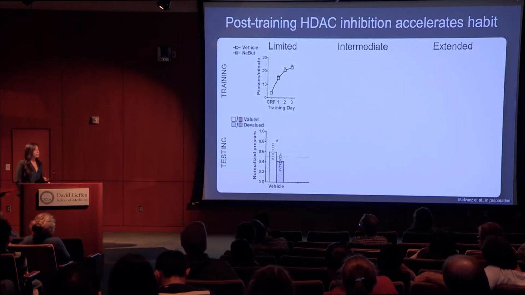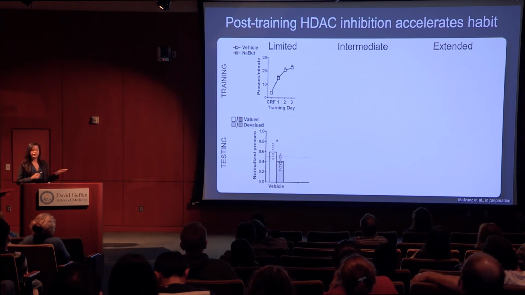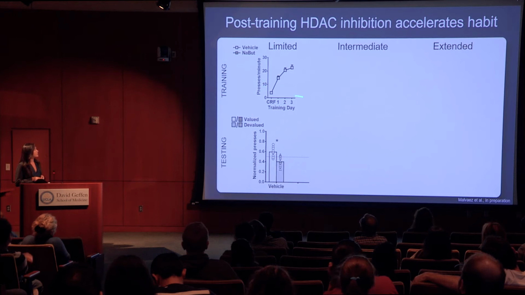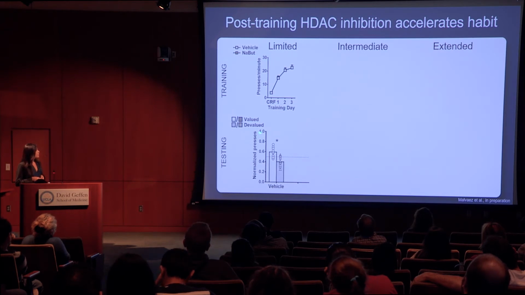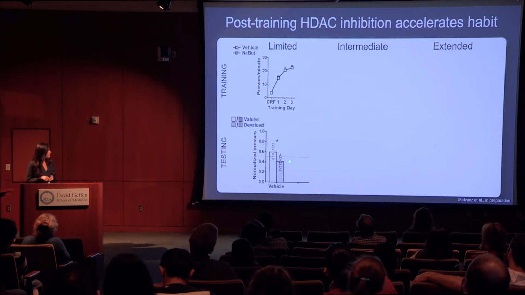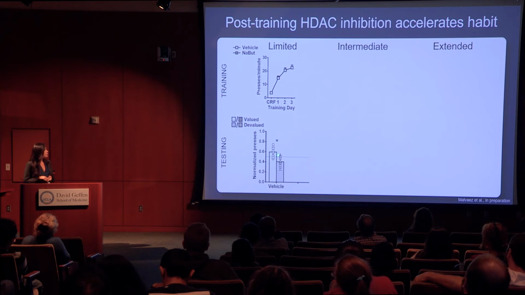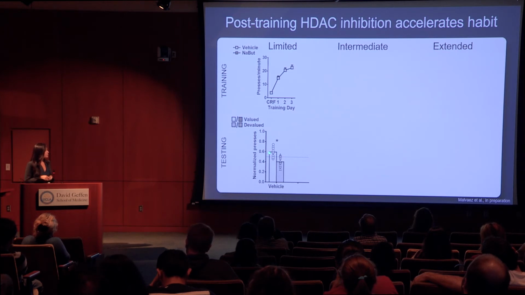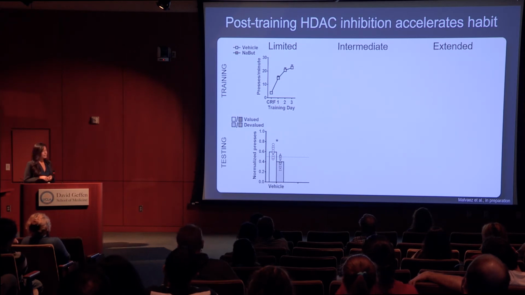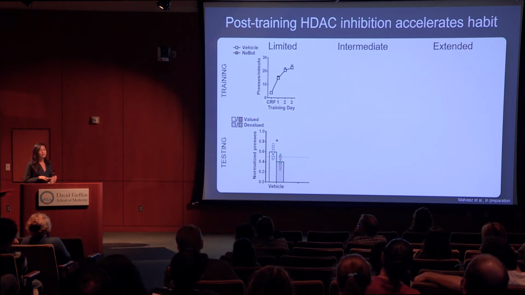Okay, so with limited training, all of the data will be presented in this manner, so I'll walk through the first one rather slowly. What we have is press rate on this axis over training days, and you see that the animals acquire the lever press task. But then at test, we normalize their lever press activity, because these are within-subject measurements. So it will normalize their lever pressing during the valued state divided by the total lever pressing on both tests, and vice versa with the devalued state. So for the vehicle-treated animals trained with limited amounts of training, you see that these animals are sensitive to the outcome devaluation, so they decrease their lever pressing in response to the devaluation.